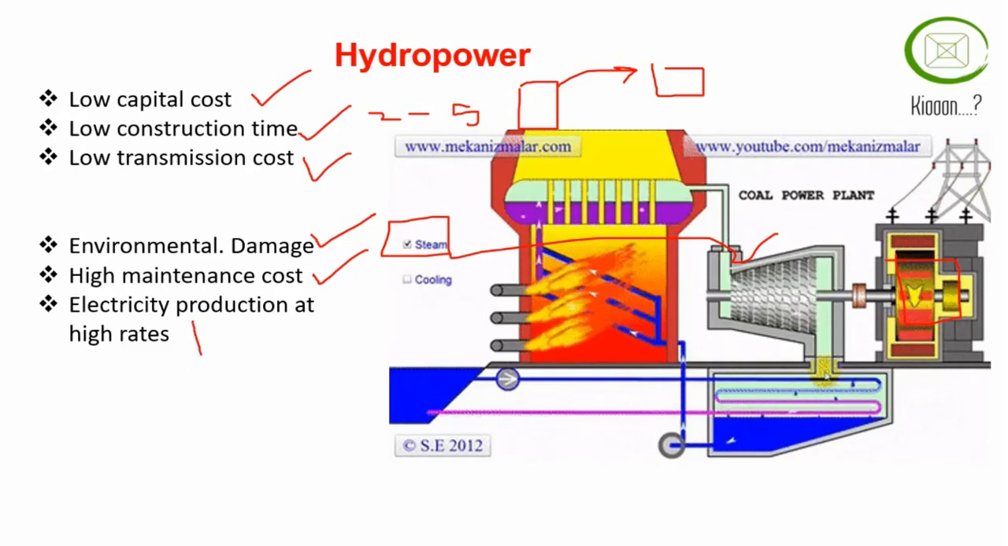The electricity is produced at very high rates. For example, we use coal, oil or gas for ignition, which is used as the main source of power production. In the case of hydro, the initial capital cost is very high, but the electricity production rate is very low as compared to thermal power plants.